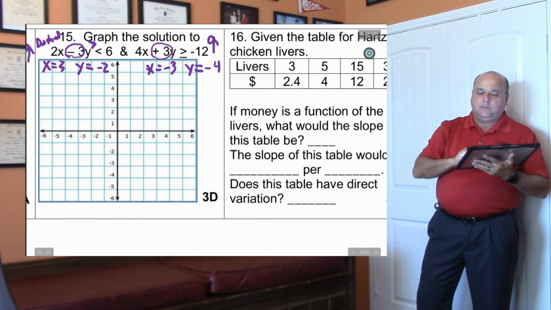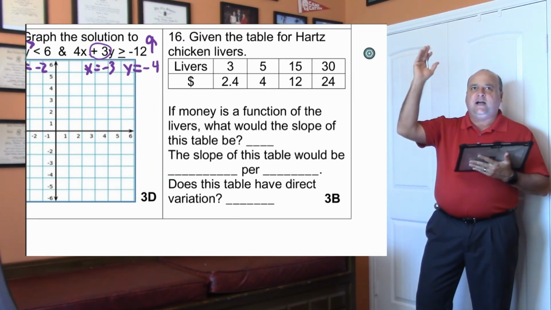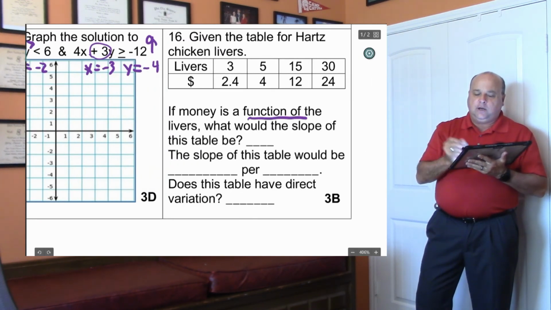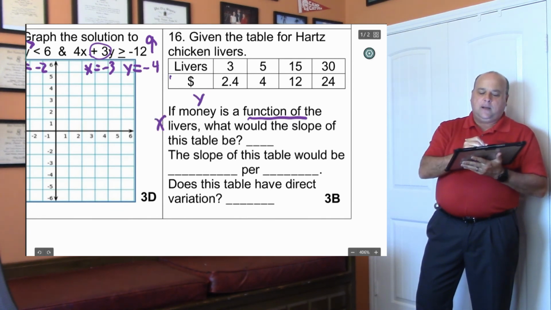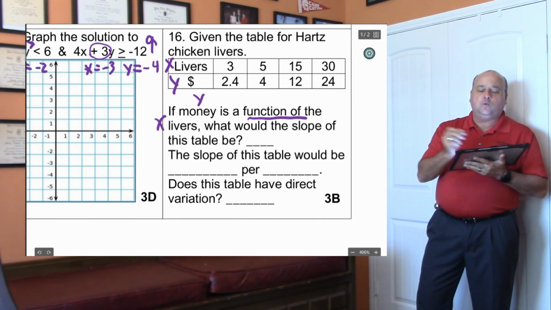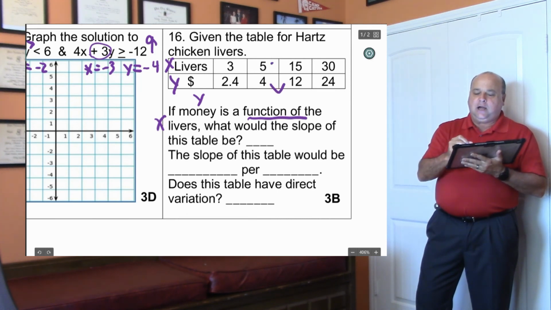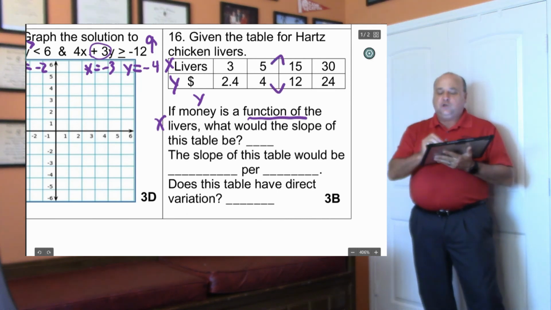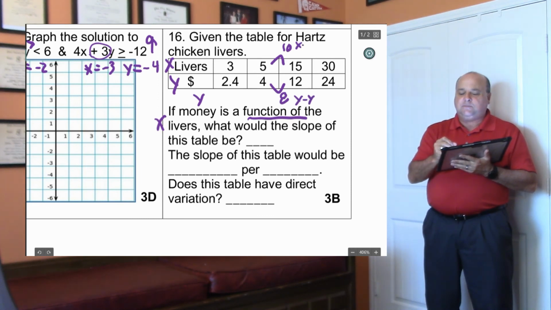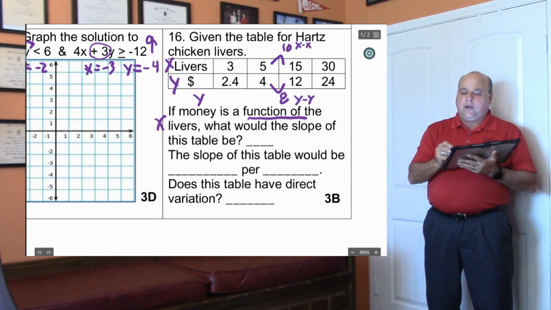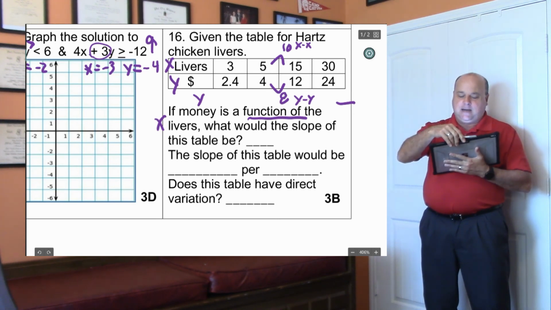And lastly, on number 16, make sure you identify your y and your x. So underline function of, this is my y, this is my x. So my y will be my money, my x will be my livers. I would put caret marks right here and get it. So what's from 4 to 12 is how far? It's 8. And from 5 to 15 is 10. This is my y minus y, and this is my x minus x. So I would just make a fraction, and that would give me my answer.